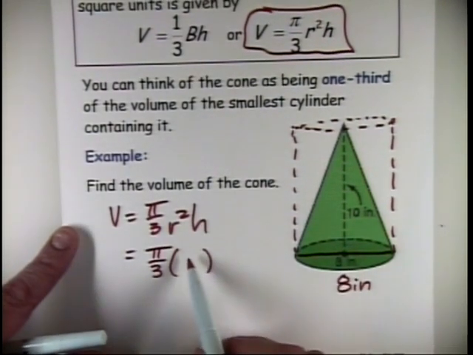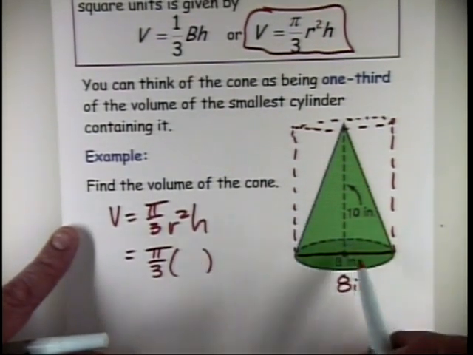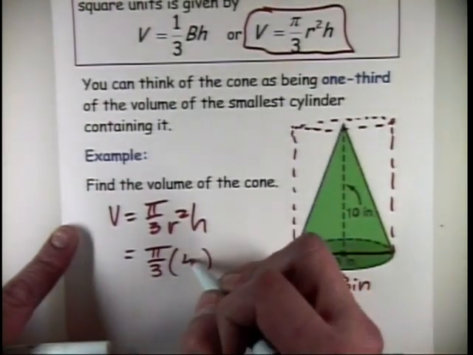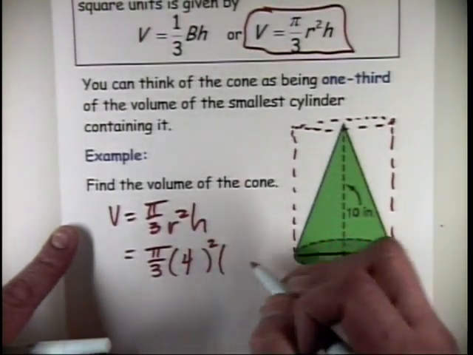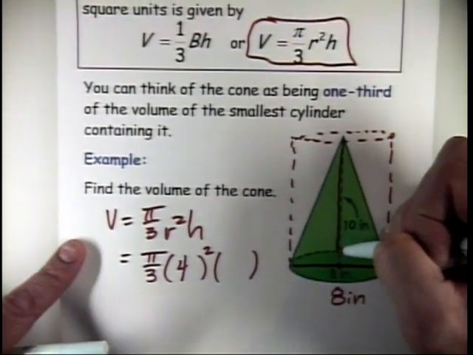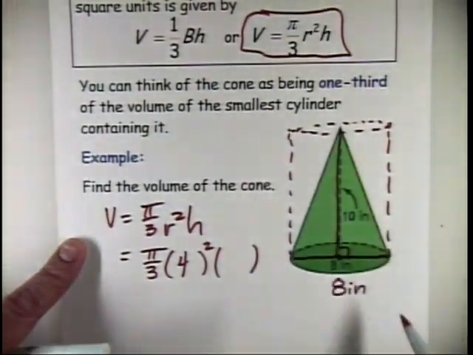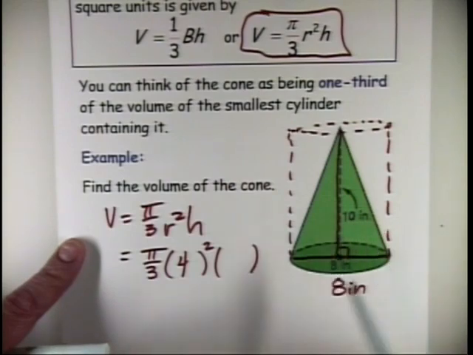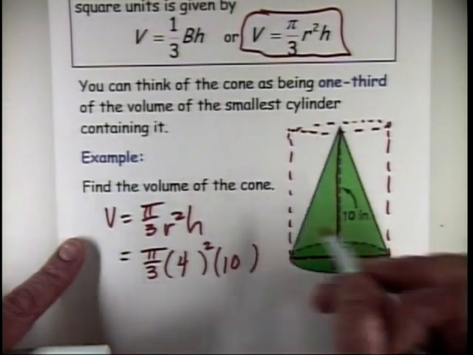Don't just plug 8 in right here. That's the diameter. The radius is half of 8, so it would be 4 squared. And in this case, the h, the height of the cone, is the altitude that forms a right angle to the bottom, and it's called 10. That's labeled as 10 here, so I can plug that in.